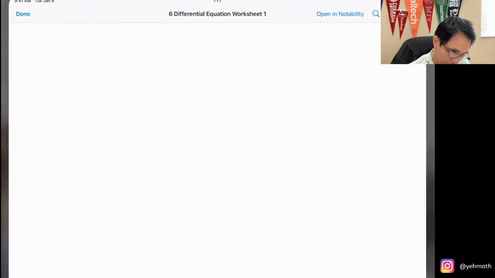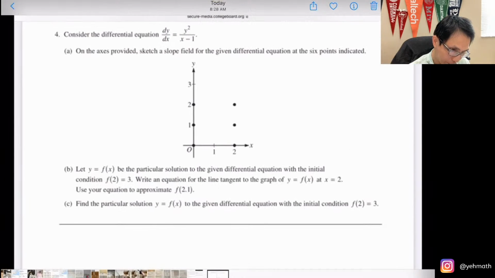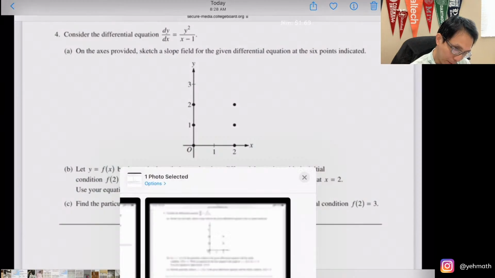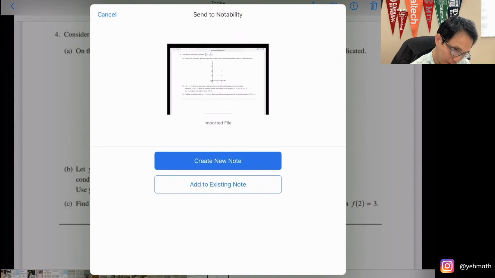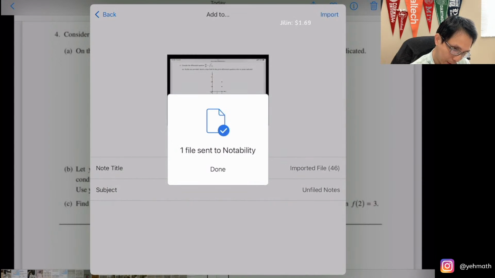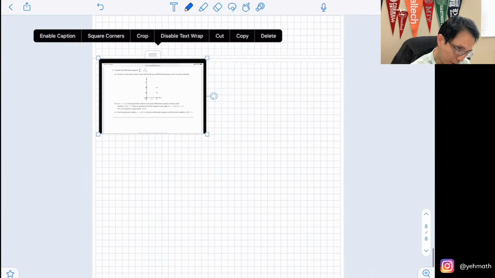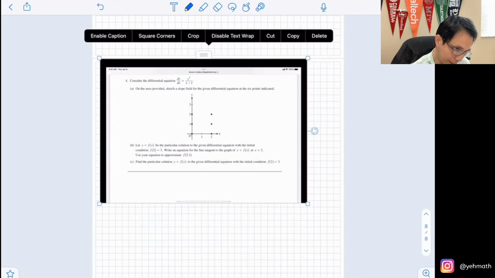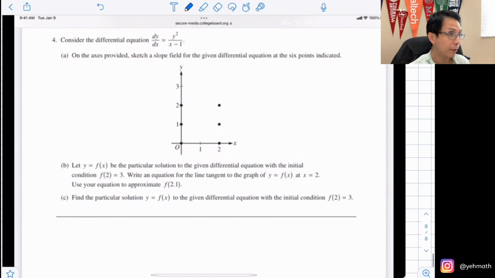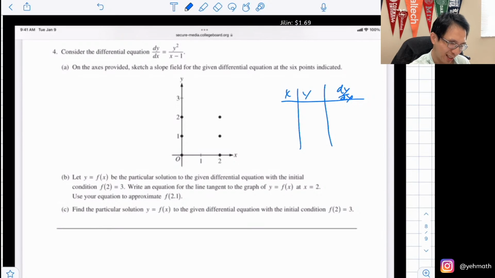I'm gonna go to the other one really quickly, and I'll go over the last one. So I'm gonna import this to Notability, add assistant, import file, import, done. This is the question, that's how a slope field is gonna look like. And like I said, they don't give you something very difficult. You just had to plug in some x and y's and dy dx. And like I said, usually give you 6 coordinates, so it's not that bad.